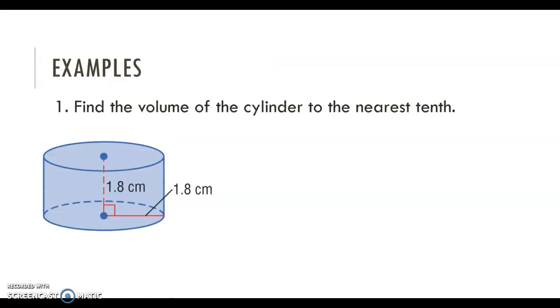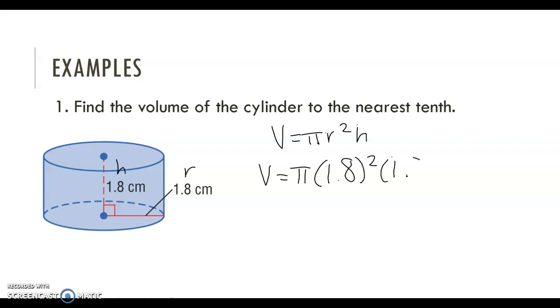So first example, let's find the volume of this cylinder. Volume is pi radius squared times the height. In this particular picture, this 1.8 is representing the radius, and this 1.8 that is perpendicular is representing the height. So pi 1.8 squared times 1.8. Just like in the surface area video, I'm going to express my answer first in terms of pi, and then we're going to express our final answer to the nearest tenth.